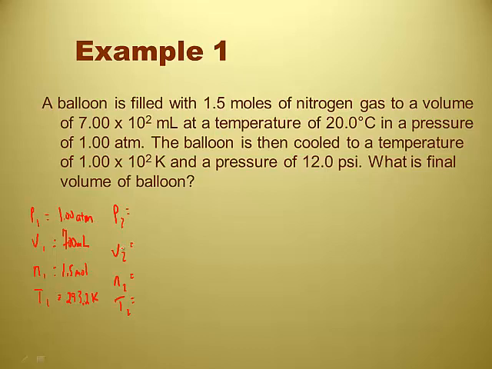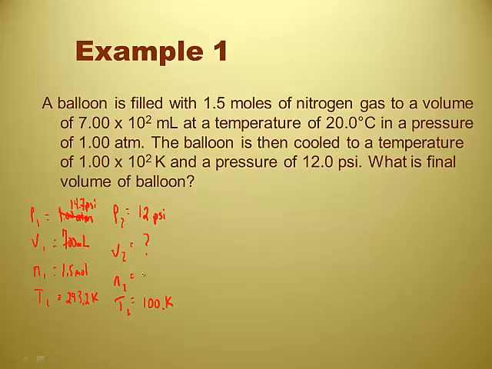All right. The balloon is then cooled to a temperature of 100 Kelvin. So there's temperature number 2, and a pressure of 12 psi. Okay, so we have to do a little legwork here. We're going to have to change pressure number 1 to psi. Is that the easiest way? Like we both said earlier, that's easiest to convert because 1 atmosphere is 14.7 psi. What is the final volume of the balloon? So our volume is our unknown.